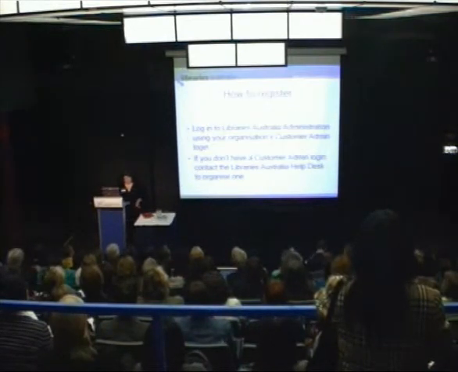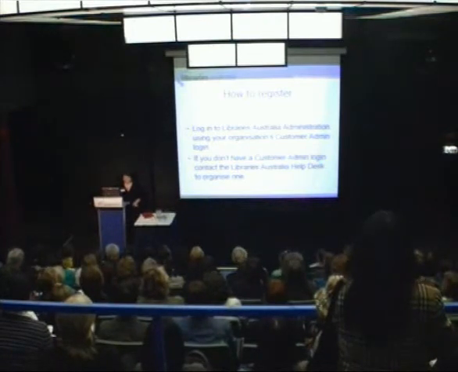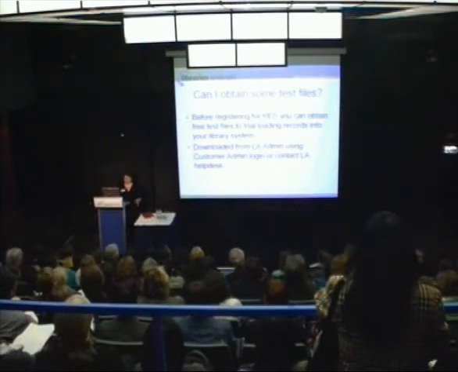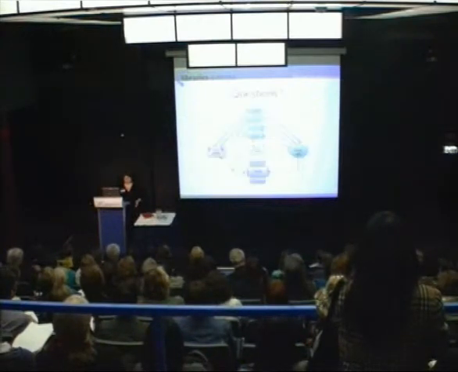How to register. You log into Libraries Australia administration using your customer administration login and fill out the registration form under the export tab. It's really simple. Contact the Libraries Australia help desk if you don't have or don't know your customer administration login. We recommend that before you sign up to the Libraries Australia Record Export Service that you try loading a test file to your local system to ensure that the output records are compatible with your local system.